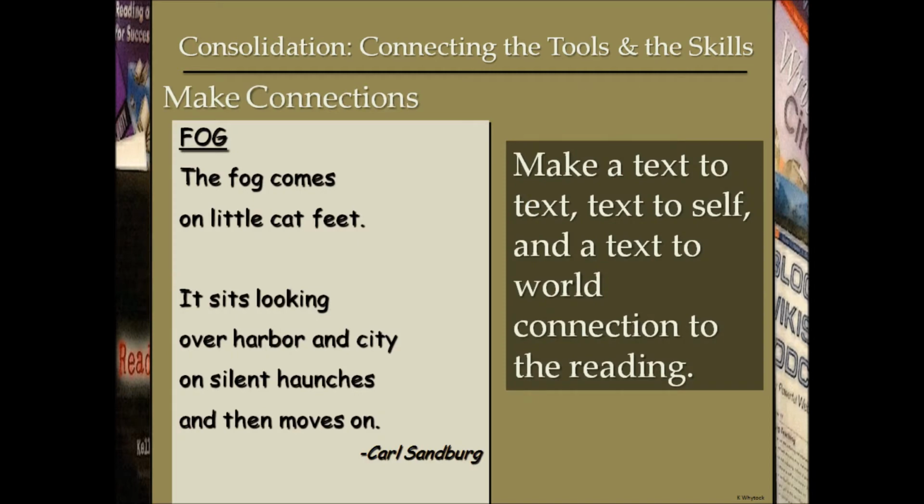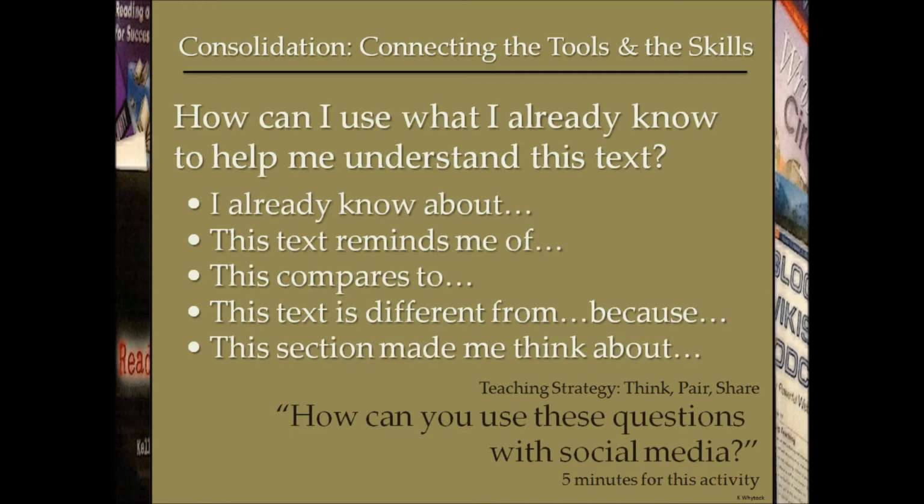So let's look at our poem on fog again. And I'm asking you to make a text to text, text to self, and text to world connection to the reading. Let's just do an impromptu think, pair, share here. Try doing it on your own and then meet with a partner. Maybe you're having trouble making a text to text connection. Maybe a partner can help you. So we'll do a think, pair, share. You try making those three connections on your own, then do it with a partner, and then share. Okay, well done. That was good exercise.